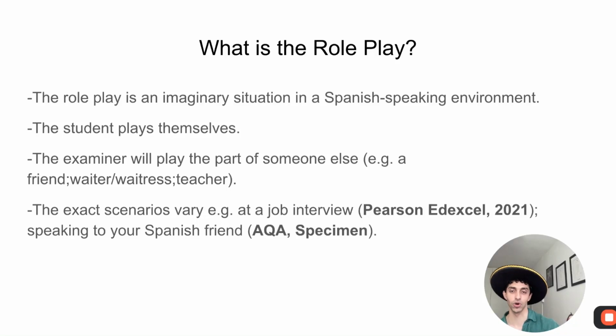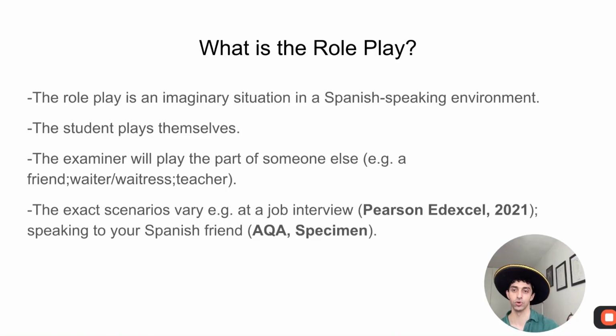But the examiner's role can vary considerably. They will always play the part of somebody else. That could be, for instance, a friend, a waiter or waitress, a teacher. There are many, many possibilities. And as you look through past papers and examples, you'll see many different roles come up for the examiner.